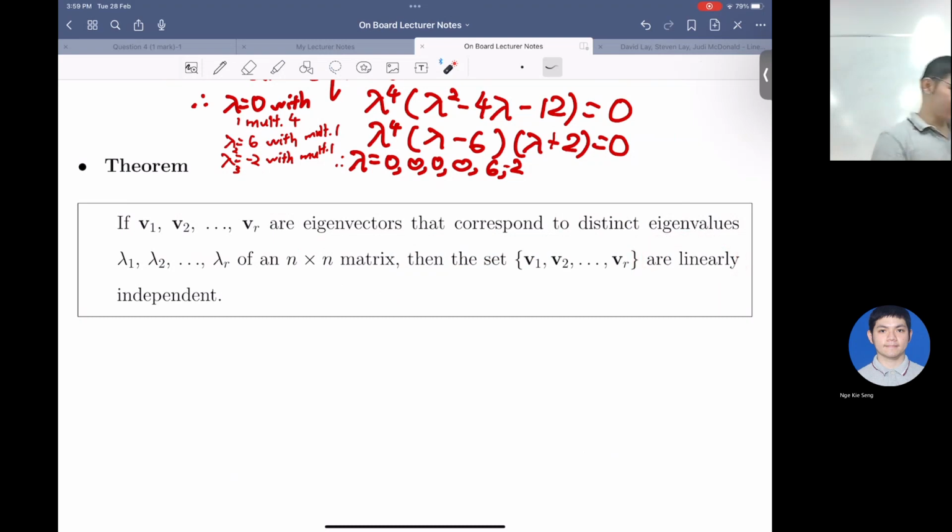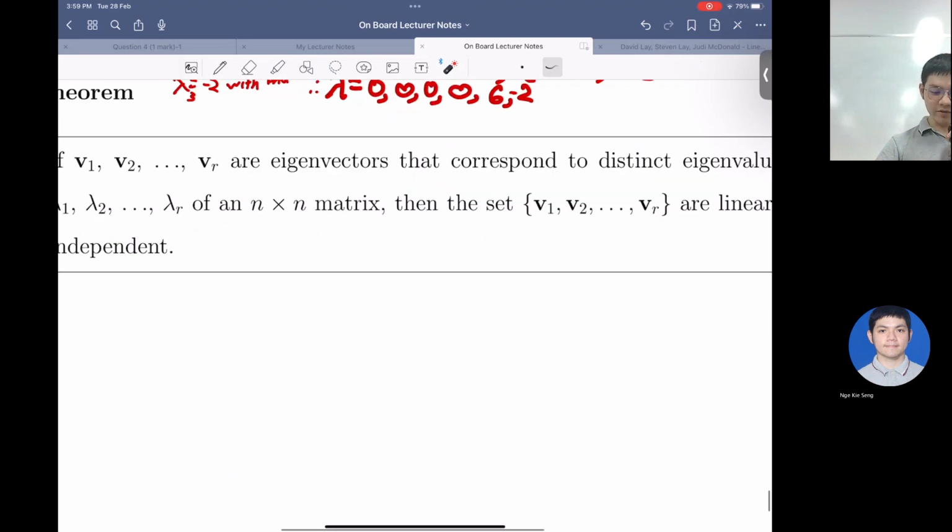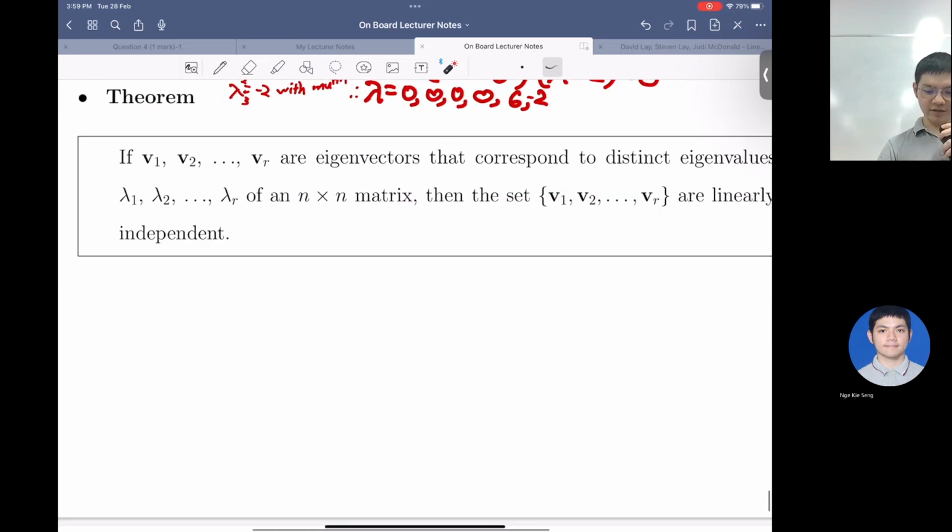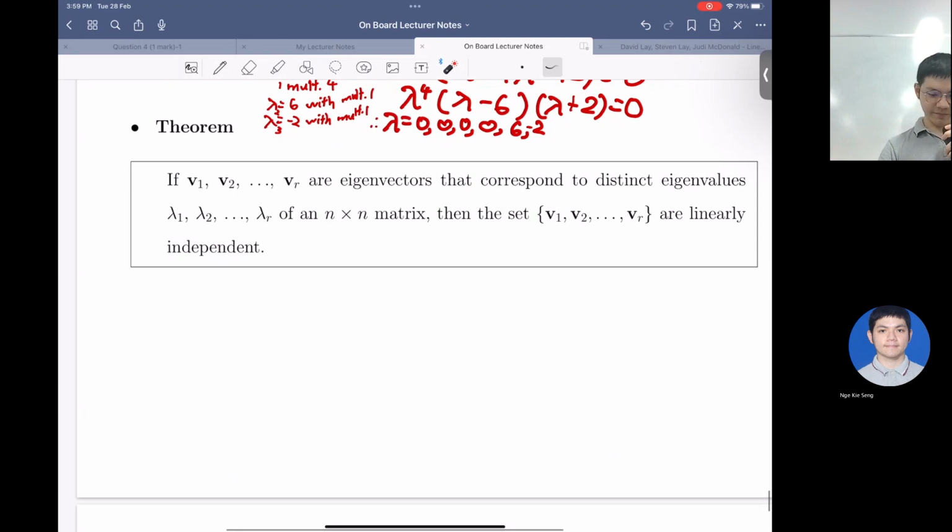Last time we talked about this being a new source of basis. So why are they independent? It's very important, right? You said they form a basis, so why are they linearly independent?